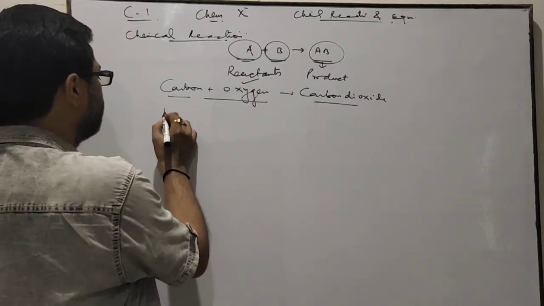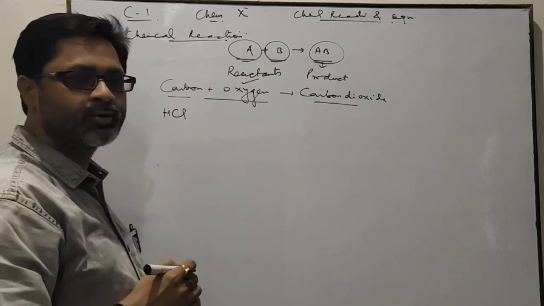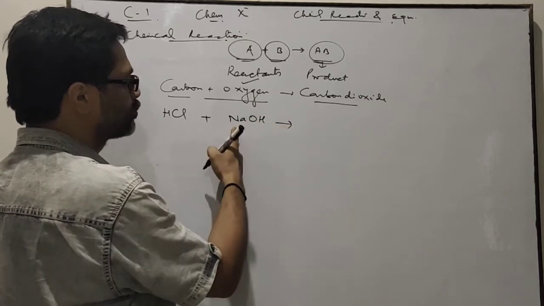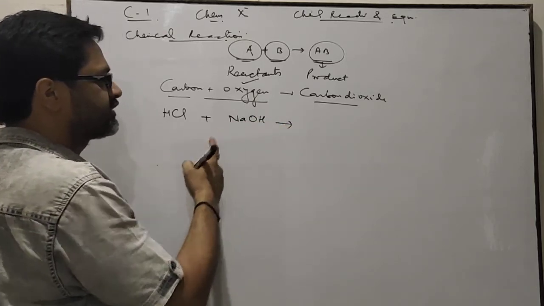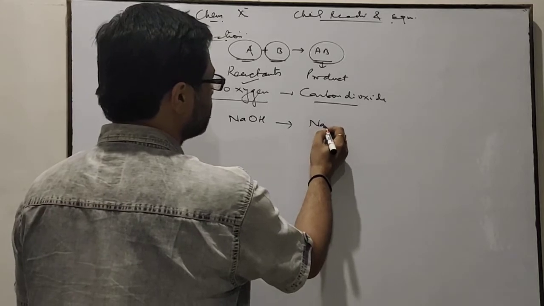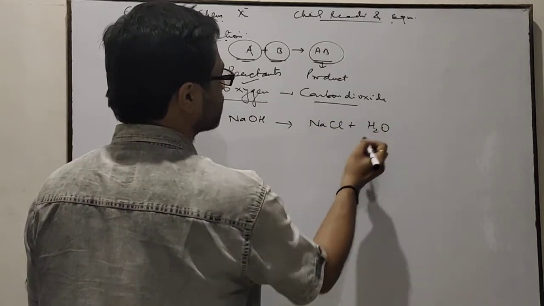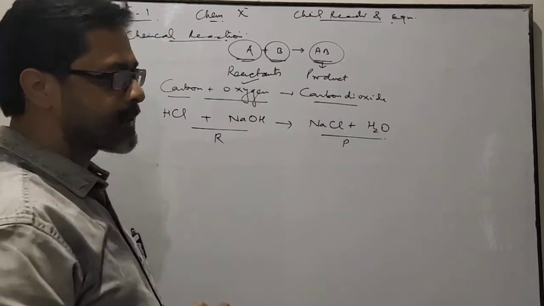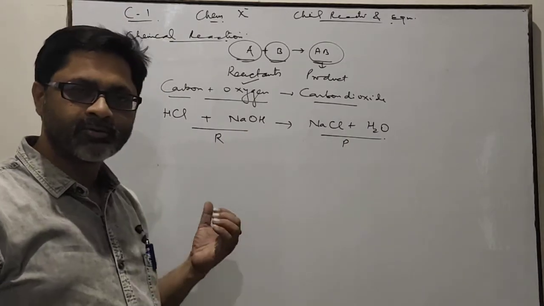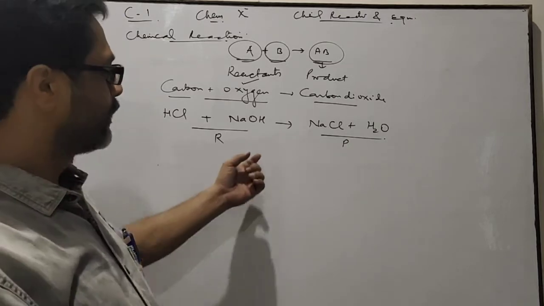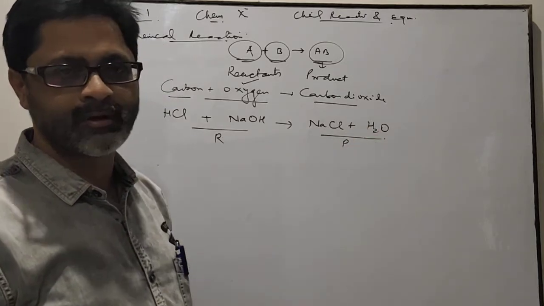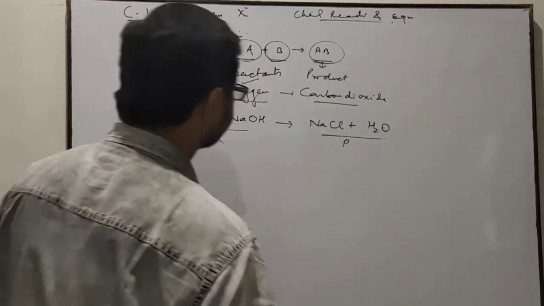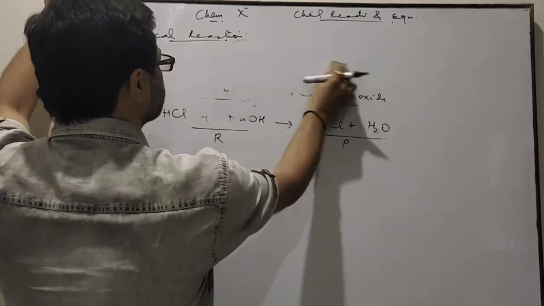See here, HCl is hydrochloric acid and NaOH, sodium hydroxide, react together to form sodium chloride and water. These are the products and these are the reactants. Means reactants may be 1, 2, 3 or any number. Products may be 1, 2, 3 or any number. These are the reactants and this is the product. This one is chemical reaction.